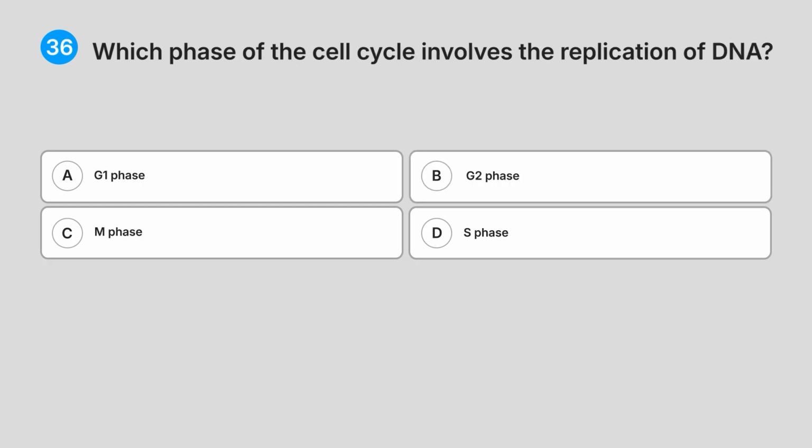36. Which phase of the cell cycle involves the replication of DNA? A. G1 phase. B. G2 phase. C. M phase. D. S phase. Do you know the answer?